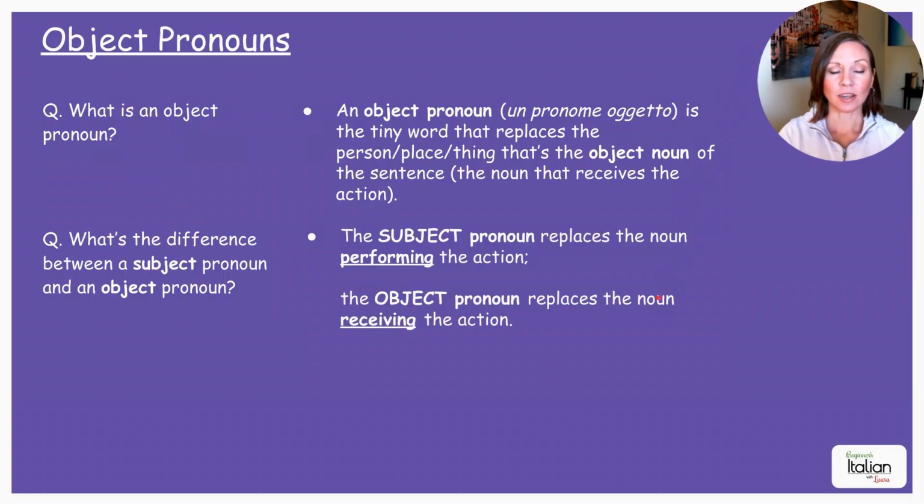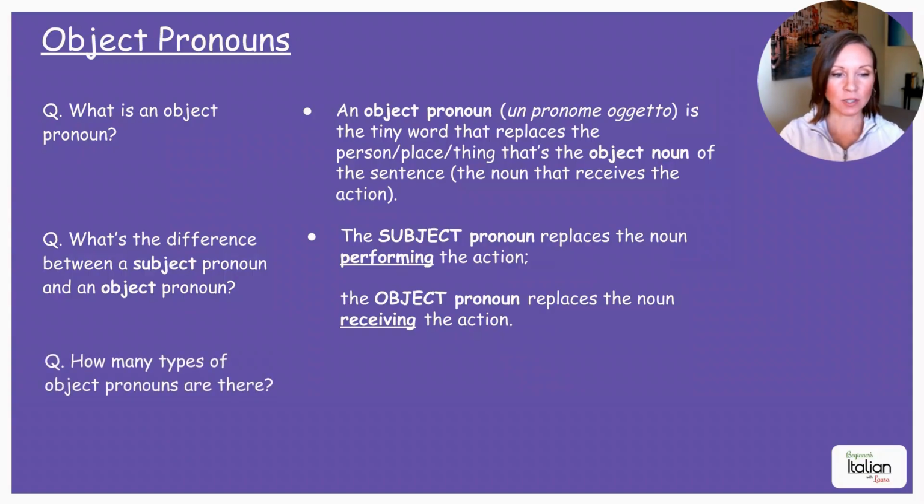Okay, so as we saw before, most of the subject pronouns were like io, tu, lui, lei, noi, loro. Okay, so that usually is the person doing the action. Okay, now we're talking about the person or place or thing that is receiving the action. Okay, so that is the big difference here.